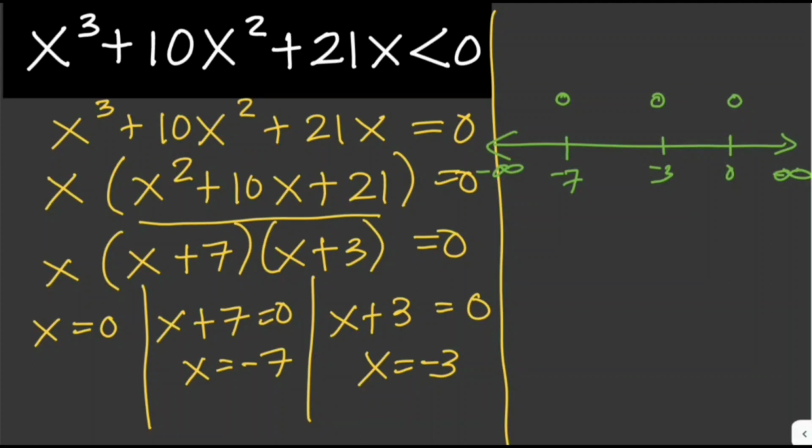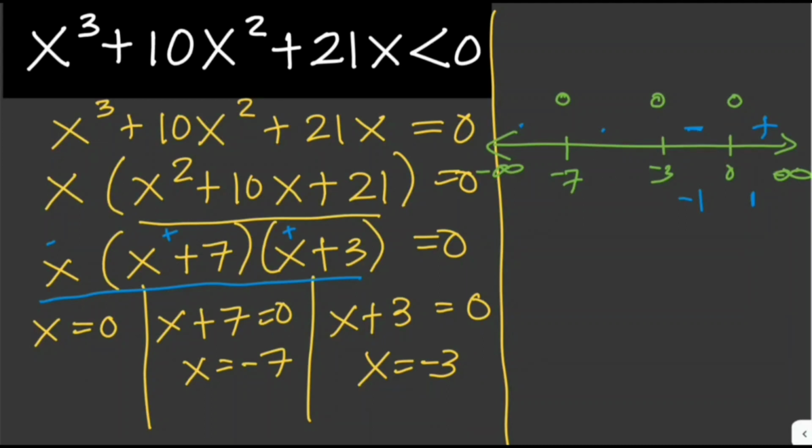Now let's test some points. So we have 1, 2, 3, 4 regions here. So let's test one point between 0 and infinity. Let's say 1. So if we plug in 1 here, 1 plus 7 is positive, 1 plus 3 is positive, so that means this region is positive. And between negative 3 and 0, we can try negative 1. So negative 1 plus 7 is positive, negative 1 plus 3 is positive. So negative times positive is negative, negative times positive is negative, so that means this is negative.